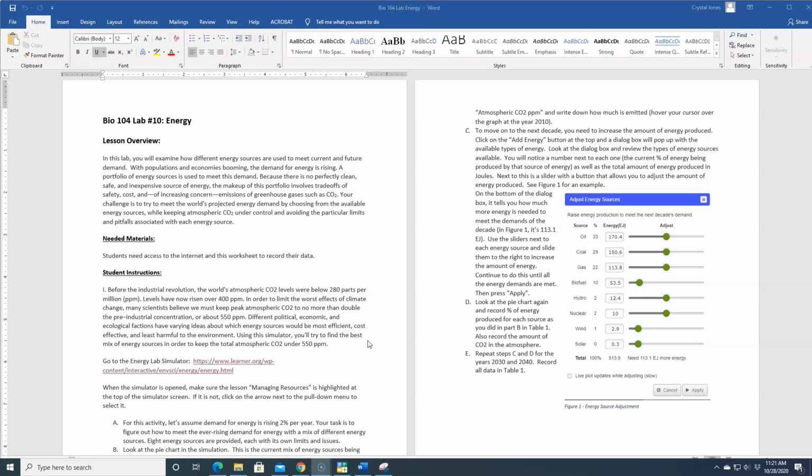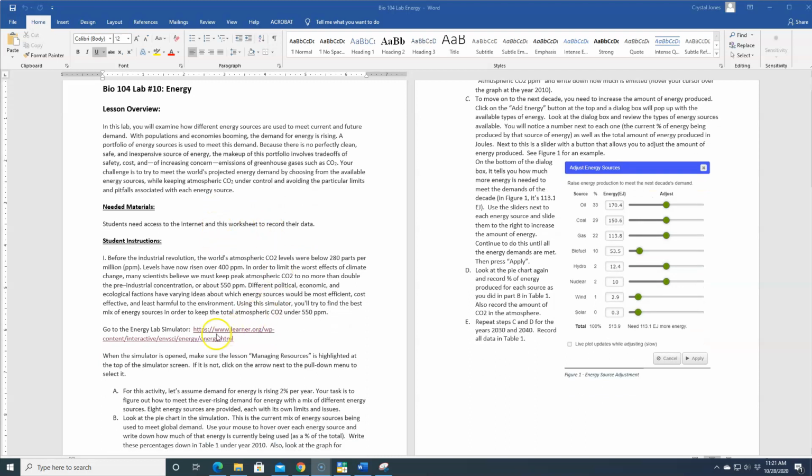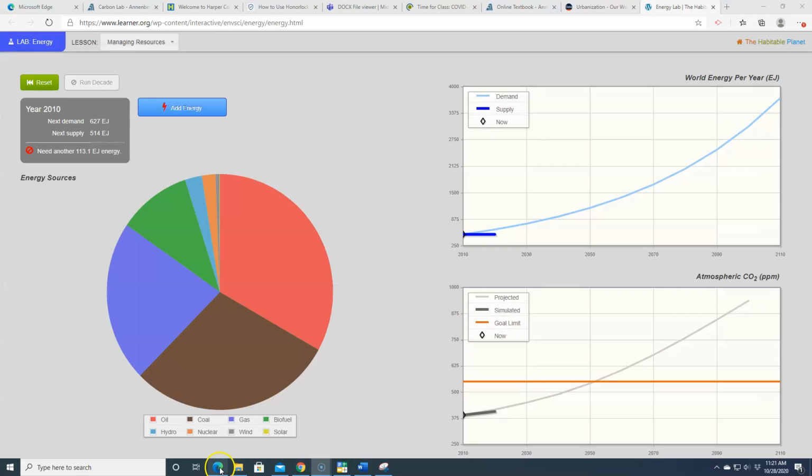In our carbon simulation a few weeks ago, we know that there were fossil fuels and a smokestack emitting carbon dioxide into the atmosphere. But we focused more on where that carbon was ending up in the carbon cycle. This time we're going to focus on the mix of energies that are creating that carbon. Just as before, I have a link to the Energy Lab simulator.